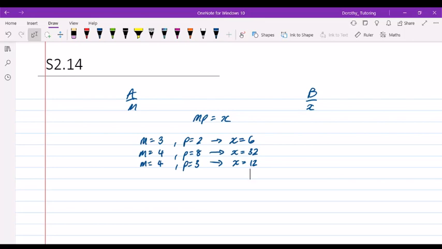So why did they ask me this question? Why did they ask me that? Isn't it obvious X is always going to be bigger than M? But this is definitely the question being asked. Let's look at the question again.